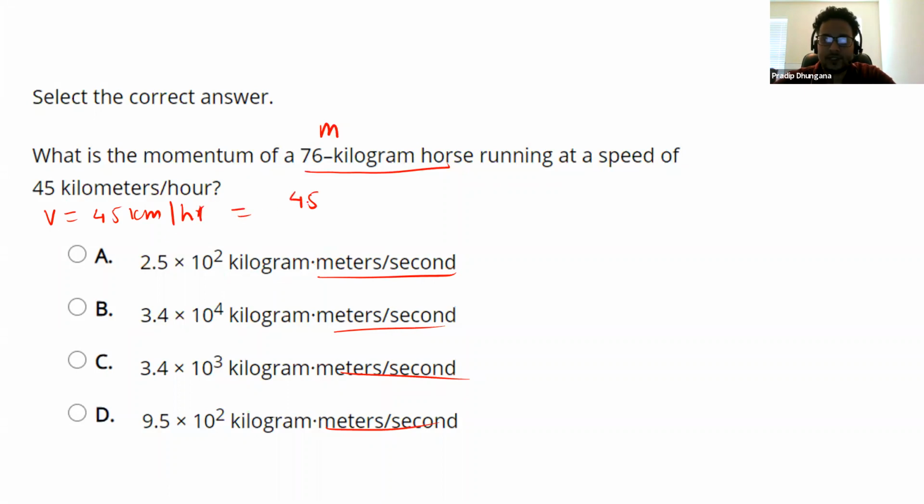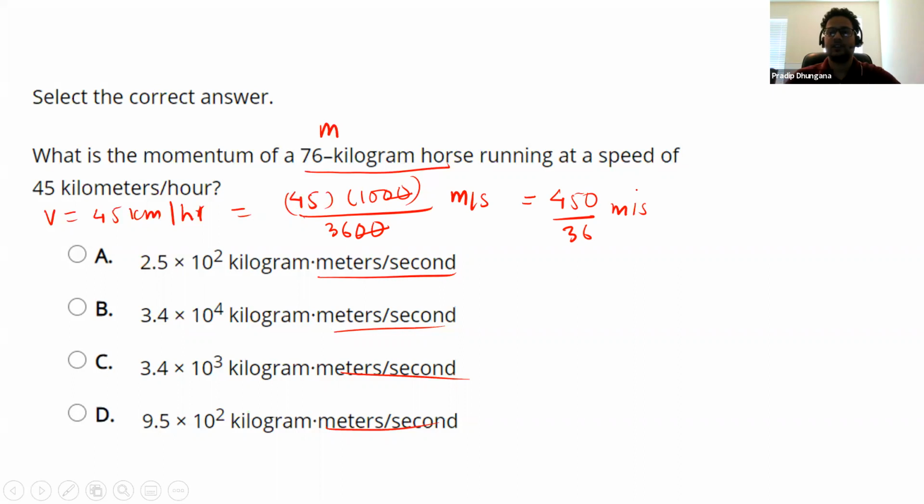1 kilometer is 1000 meters, so we have to multiply 45 by 1000. And 1 hour is 3600 seconds, or 60 times 60. So that becomes meters per second. The 0 got cancelled. It becomes 450 over 36 meters per second. And let me use my calculator. You can use Desmos or any other calculator, okay? So let me see, that is 12.5 meters per second.